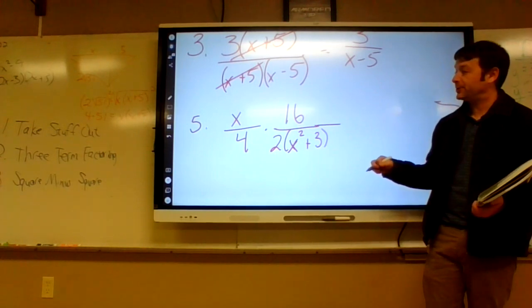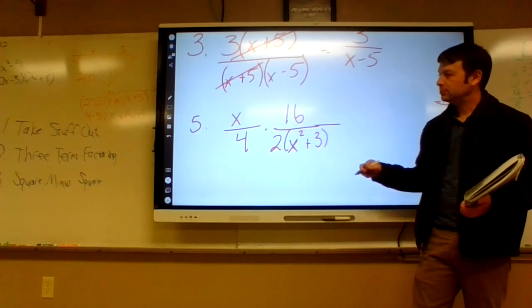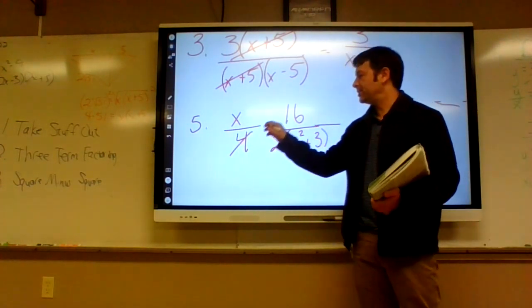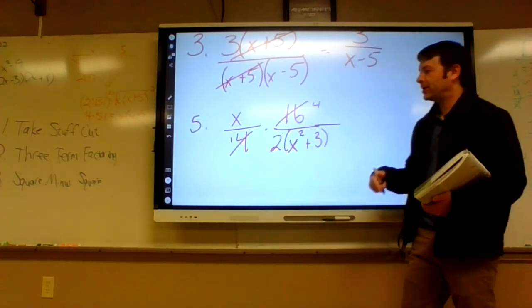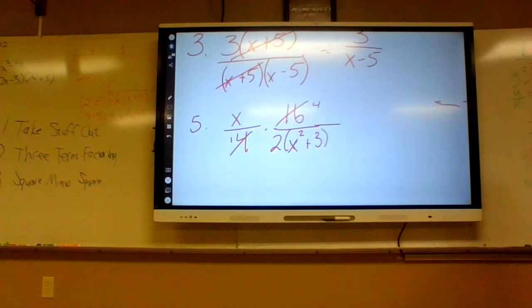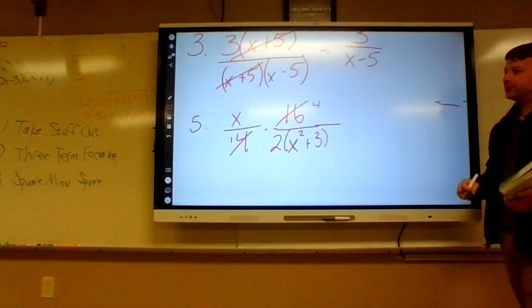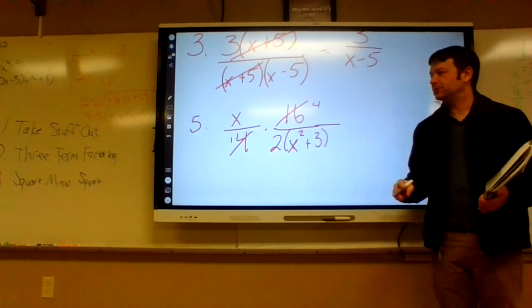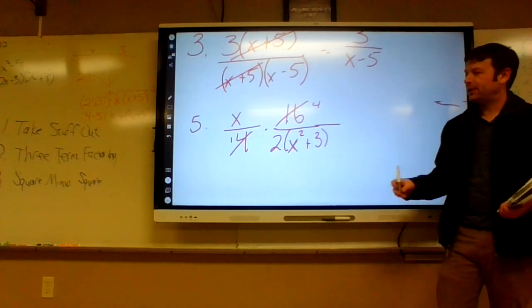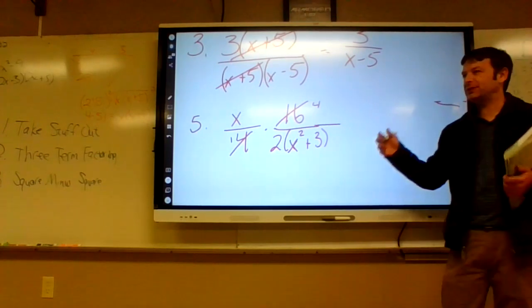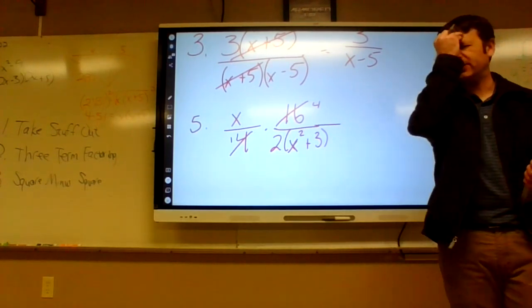What can I cross out here? 4 and 16 reduced to 4 and 1. The 1 kind of doesn't matter because 1 times whatever is whatever. Anything else? There's something else. No. X squared plus 3 you got to think of as one thing. That's a factor. That parentheses is one factor.